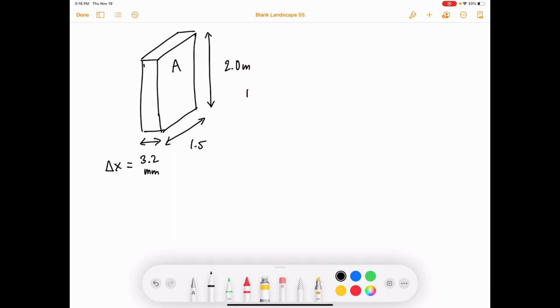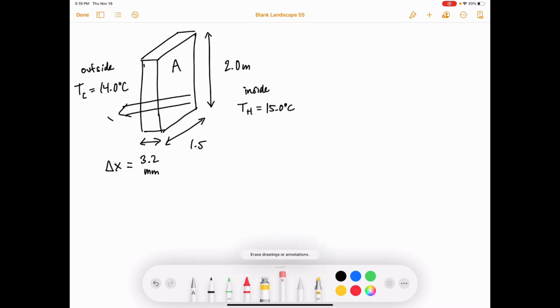We have, let's say this is the inside of the house on the right. So the high temperature is 15 degrees Celsius. And then out here on the left is the outside of the house. The cold temperature is 14 degrees Celsius. So because we have this temperature difference between the inside and the outside of the house, heat is going to be flowing. And it's going to be flowing in the direction from hot to cold. So there's our Q right there. Or let's call it delta Q to be more precise. Okay, so that's the direction that heat is flowing.